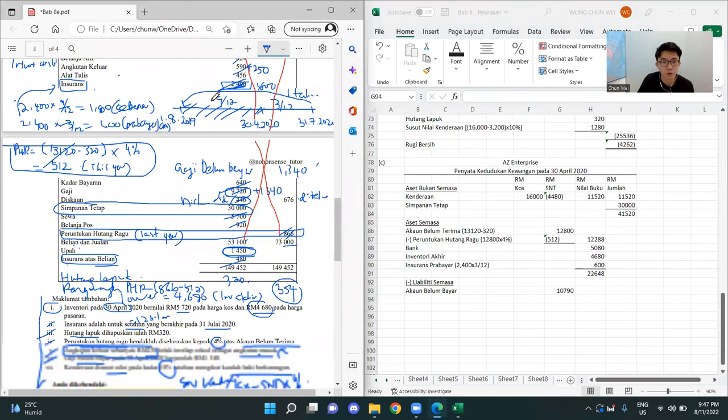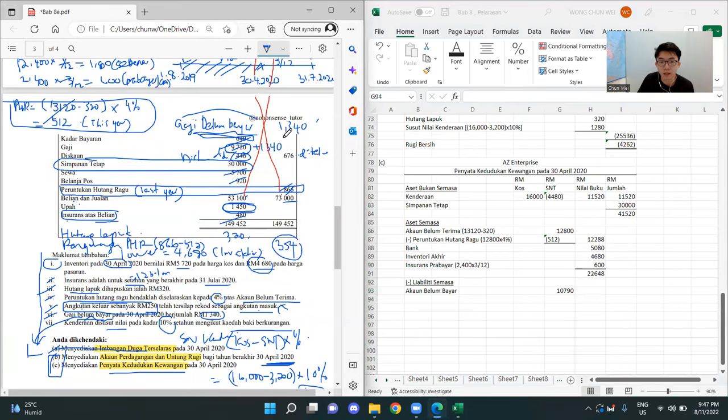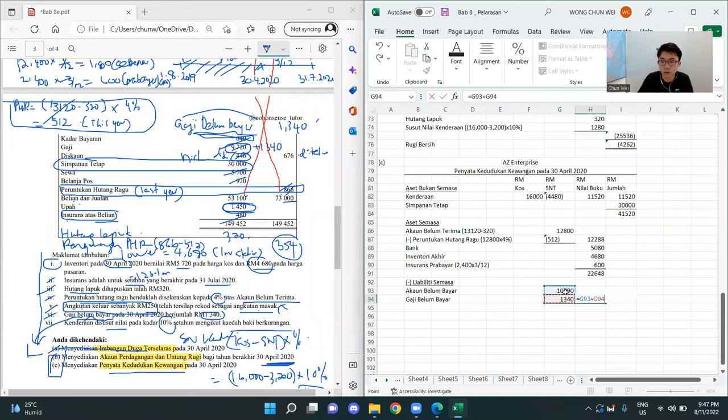You have to check carefully. So remember our gaji yang belum bayar tu, your belum bayar is a liability. So you put here, your gaji belum bayar 1,340. So that you put here. Yeah. So that's all for the liability semasa. So after you get this, you jumlahkan and put it in the same line with your asset semasa. Why? Because we want to minus it. If you want, you can put it here also. Okay, so here, because minus, so you bracket. After bracket, after minus, you put here.